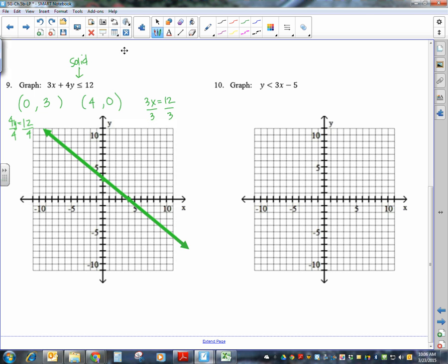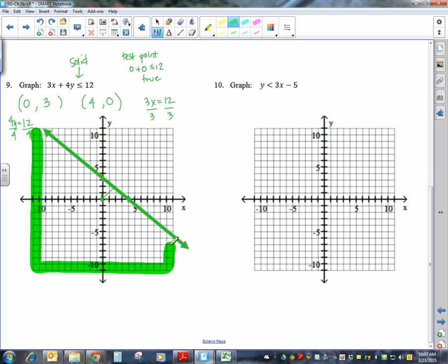We've always talked about a test point, and we always test (0, 0) unless it includes our line. So if I put 0 plus 0, is that less than or equal to 12? That is true, so that means I'm going to shade the side that has (0, 0) in it, which is going to be this side. So I'm going to highlight that, and then we'll go to the next one. Now, you can always check whether you've shaded correctly by picking any point in this shaded region and plugging it into your inequality to see if it's true.